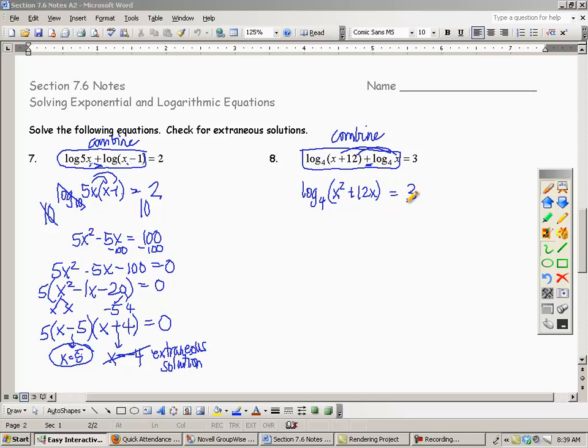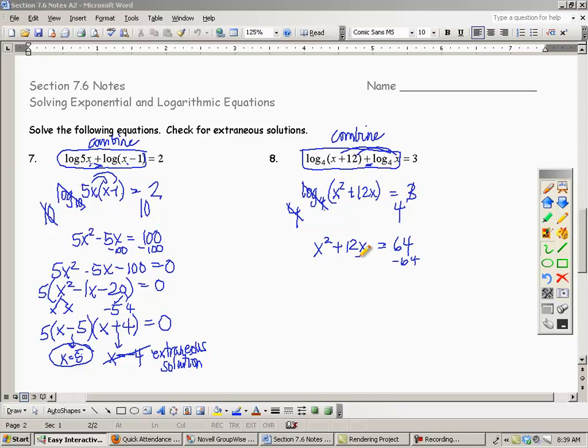And now what's the base of my log? This is a base 4. So to get rid of a log base 4, I'm going to take 4 to this side and 4 to that side, because then the 4 and the log base 4 will cancel out. So x squared plus 12x equals 4 cubed, which is 64.